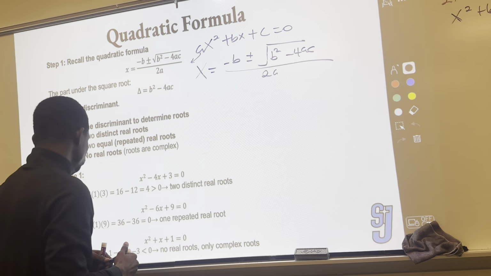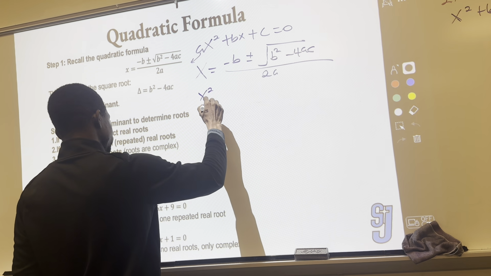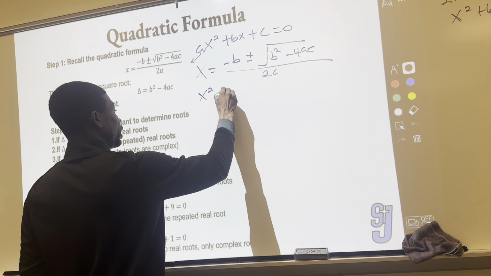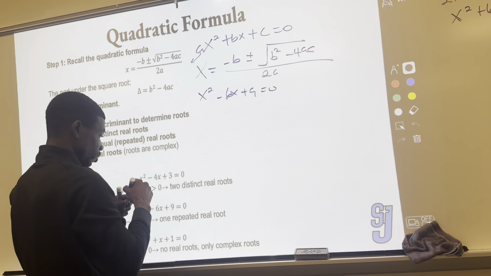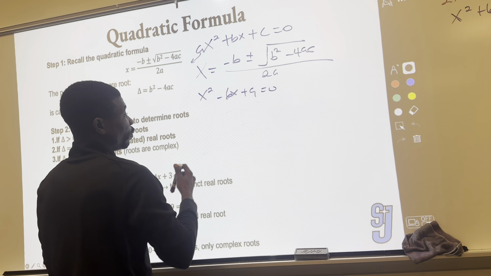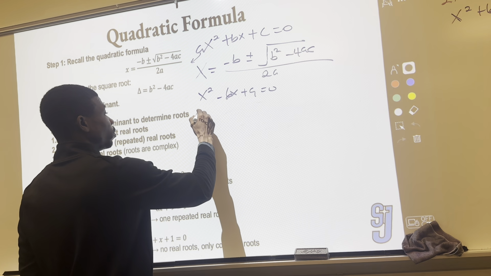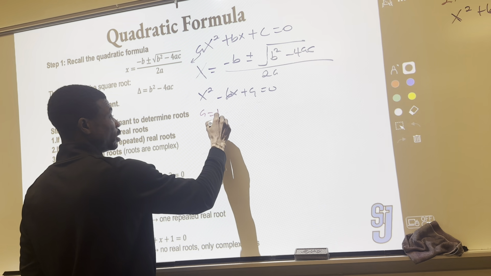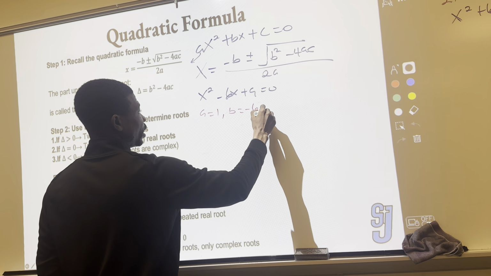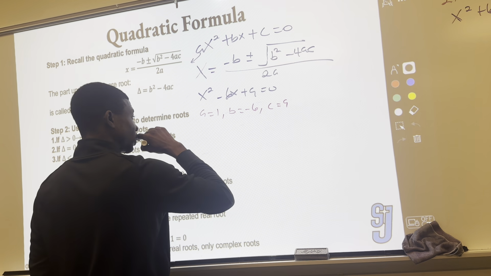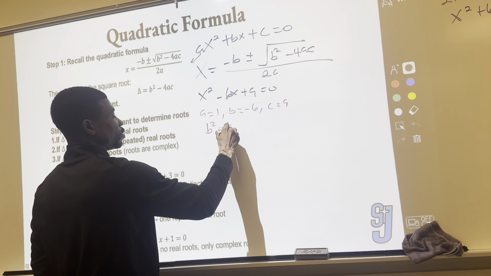Okay. The next equation that I want to consider is x squared minus 6x plus 9 equals 0. Now a equals 1, b equals -6, and c equals 9. So once again, plug in. I have b squared minus 4ac.